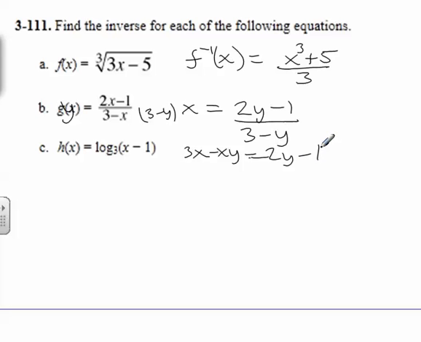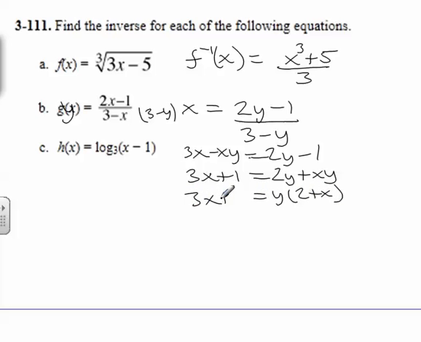Then I need all the pieces with y's in them on one side and all of the pieces without on the other. So I'm going to add the 1 to this side and add this to this side. So I get 3x plus 1, and add this over here, 2y plus xy. Now let's factor out y. So we have y times 2 plus x equals 3x plus 1. and divide both sides by 2 plus x.